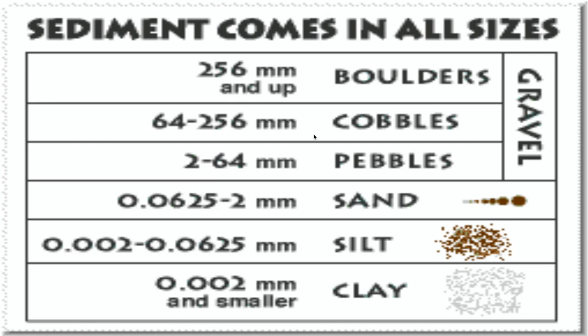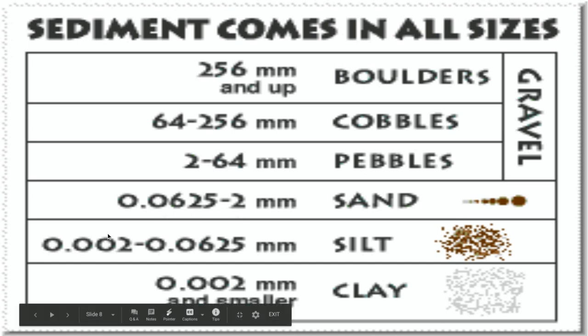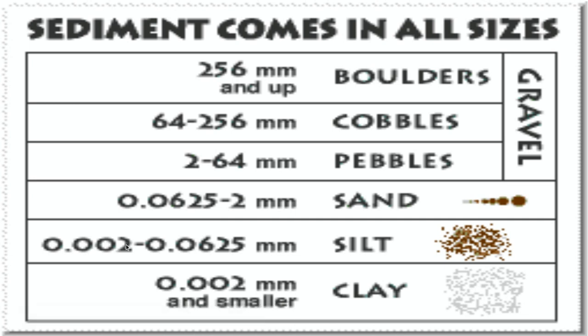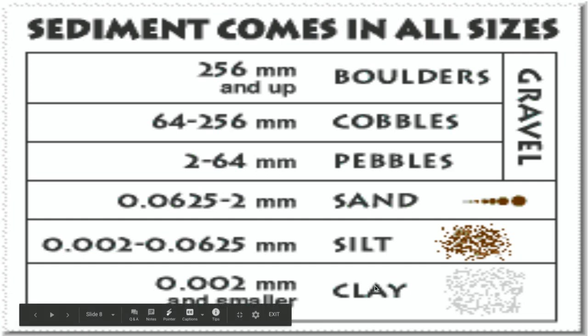Pebbles are between 2 and 64 millimeters. Then after gravel comes sand, and sand is anywhere from 2 millimeters in diameter down to 0.0625 millimeters. Anywhere between 0.0625 and 0.004 millimeters is called silt. And then anything much, much smaller than that is clay.